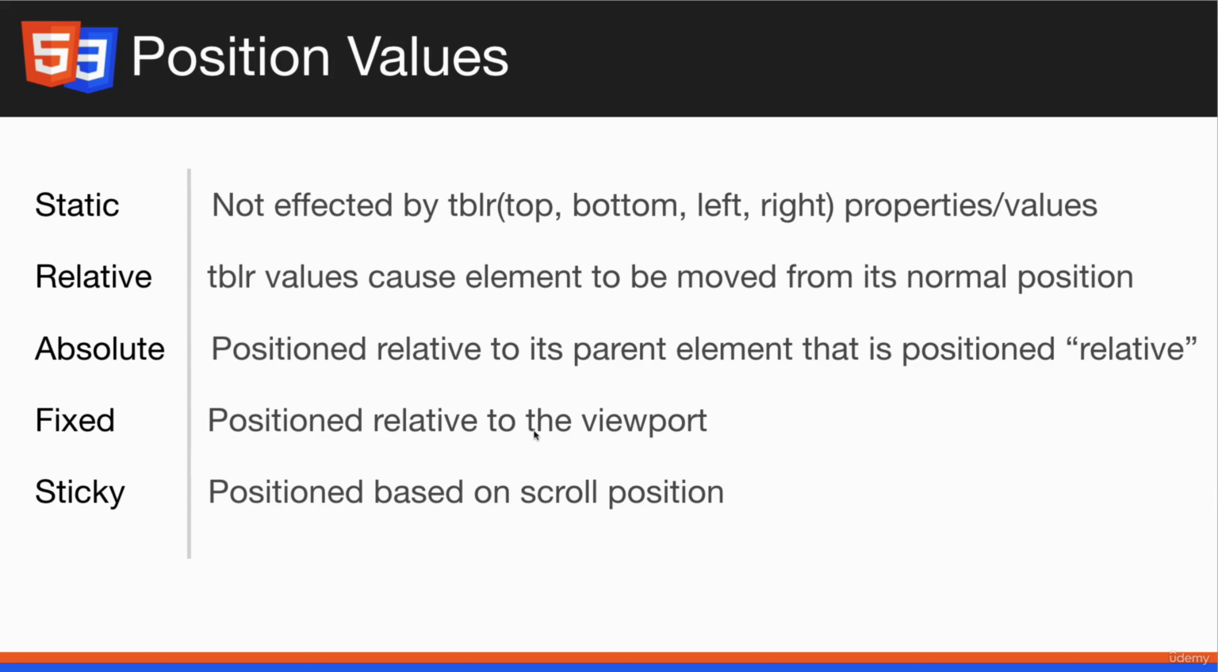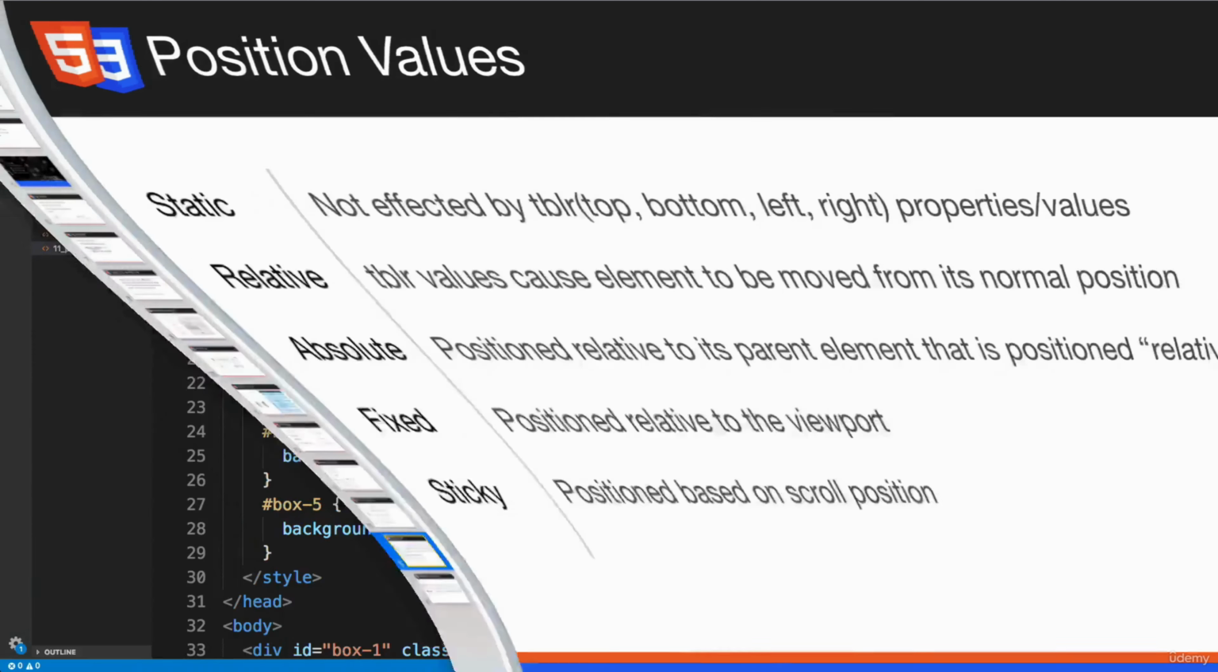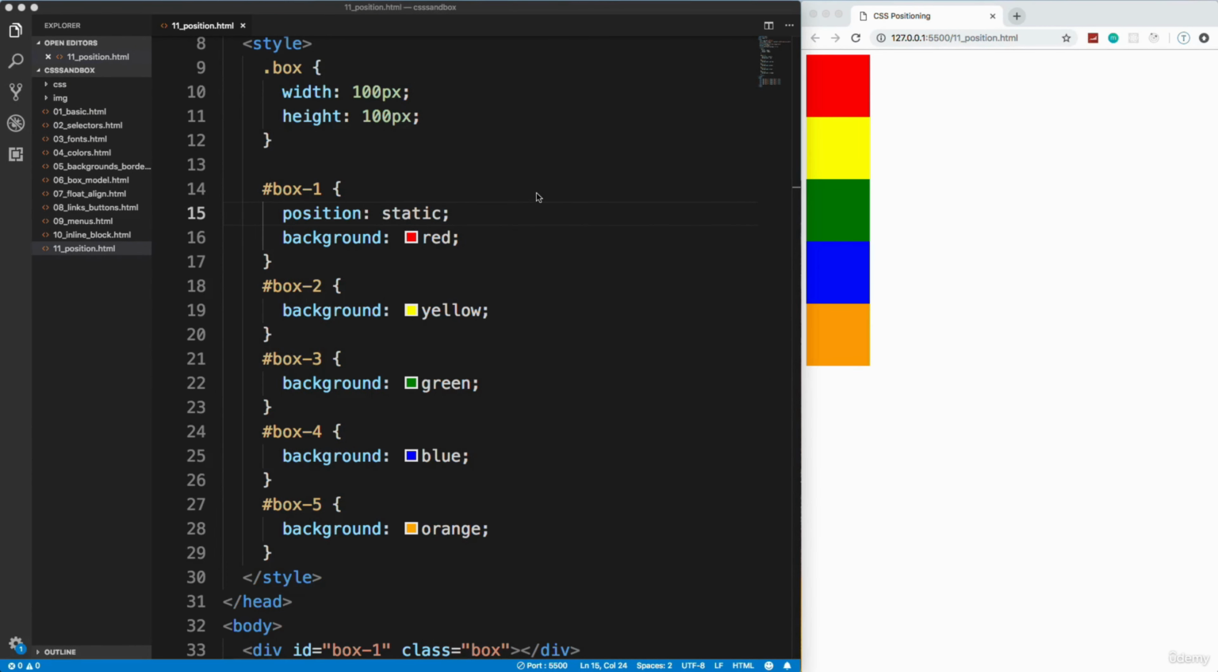Fixed is actually positioned to the viewport, meaning the whole browser window, so it'll stay at that place even if you scroll down or whatever. And then sticky is similar to fixed, except you can stick it in a certain position, like at the top. Okay, when you're scrolling down, if you want it to stay at the top, you could use sticky, and this is used a lot for menus where you always want the menu to show at the top no matter what, so you can navigate the site. All right, so I'm going to give you examples of all of these.